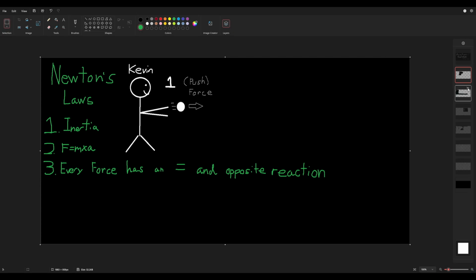Finally, the third law states, for every action there is an equal and opposite reaction. This idea is used in multiple different areas that I will talk about in the future, and is very important when we're talking about aviation.